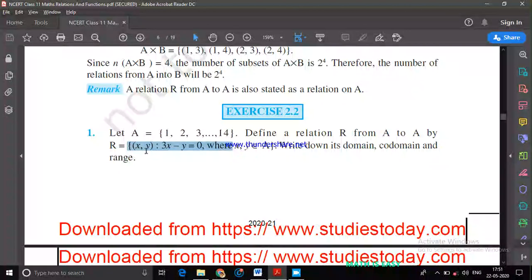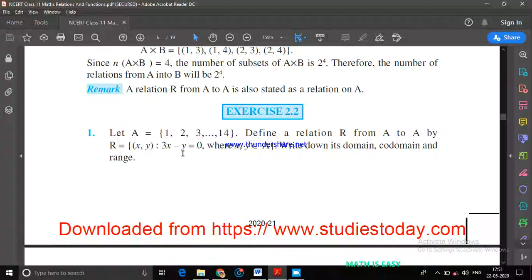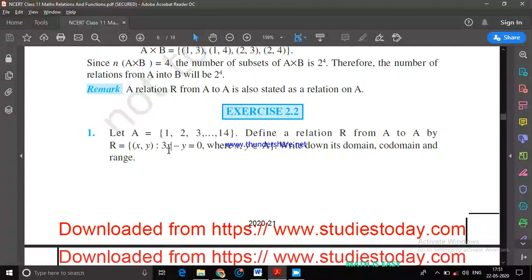(x, y) such that 3x minus y equals 0, where x and y both belong to A. Now I have to consider x and y values which satisfy this condition. For example, if I take x is 1, what should be the y value so that the subtraction will come 0? If x is 1, y has to be 3. So 3 minus 3 will be 0. So the first point in the relation is (1, 3).